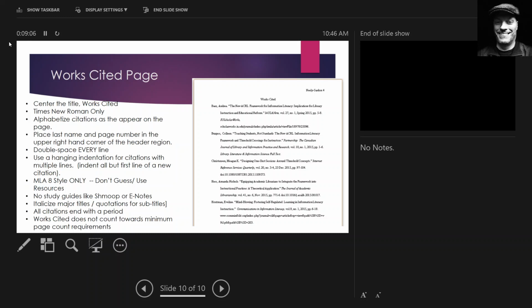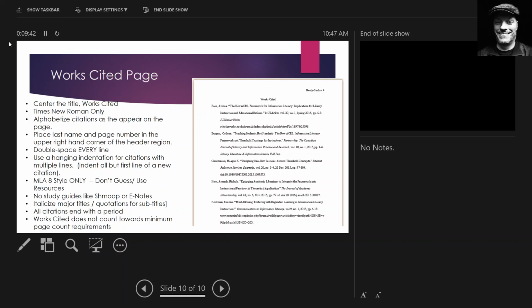Over the top of your works cited page, you're going to center the title Works Cited. Since there's more than one work cited, it's plural, works cited. Use Times New Roman only, 12-point type. Alphabetize citations as they appear on the page. Place your last name and page number in the upper right hand corner of the header region. Double space every line in MLA. Every line from the beginning of your essay to the very end is double spaced. Use a hanging indentation for citations with multiple lines. That means indent all but the first line of a new citation.